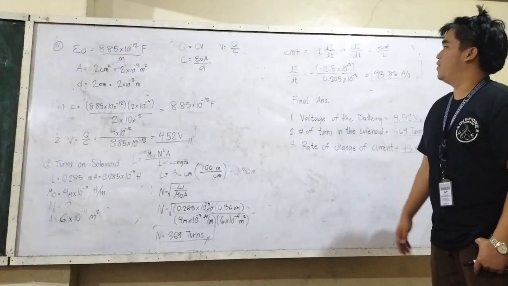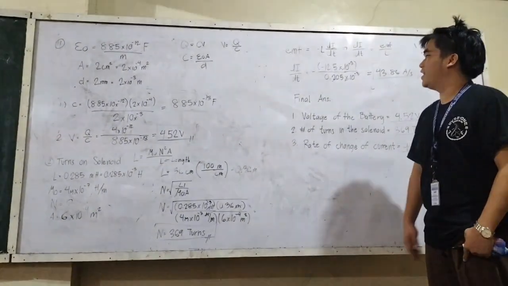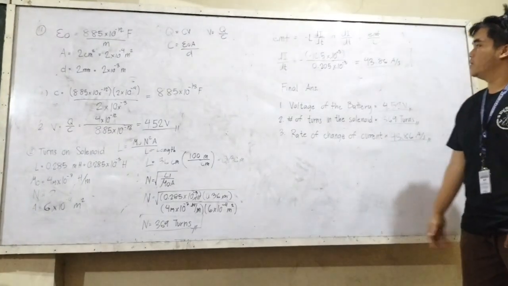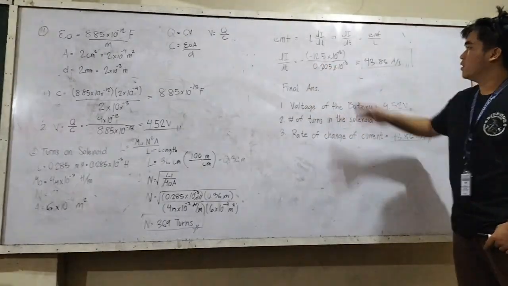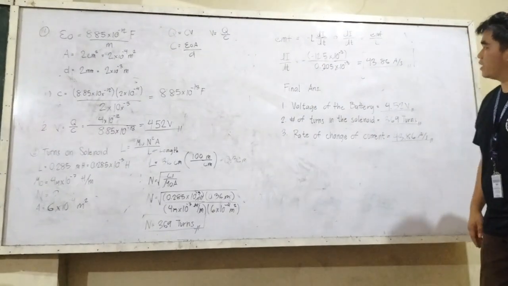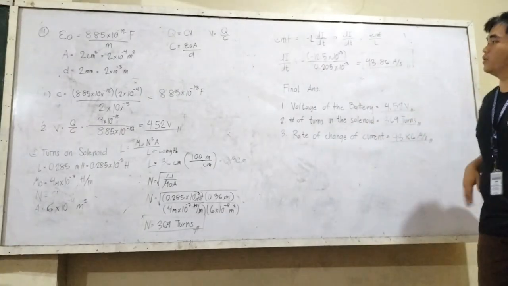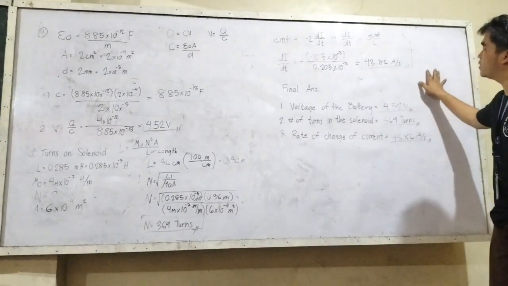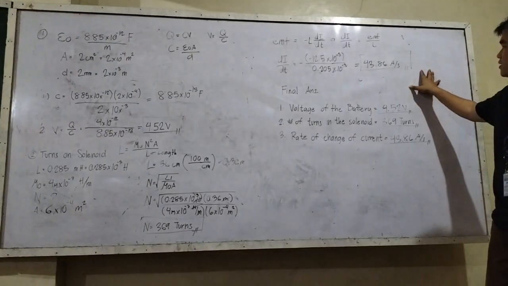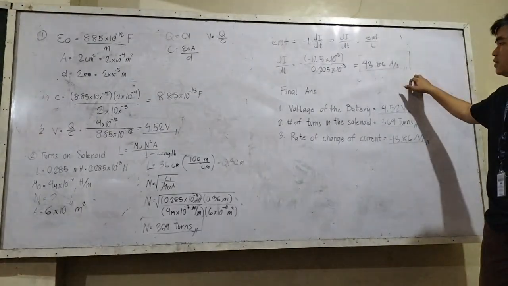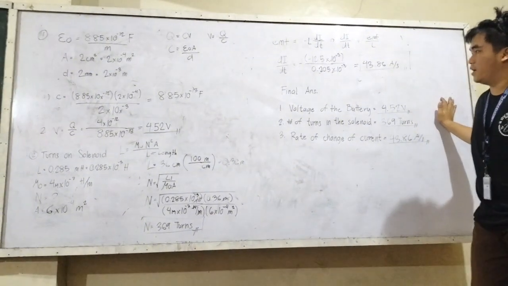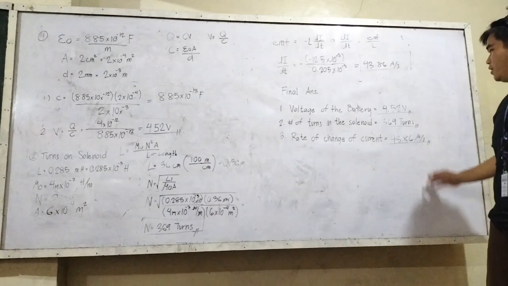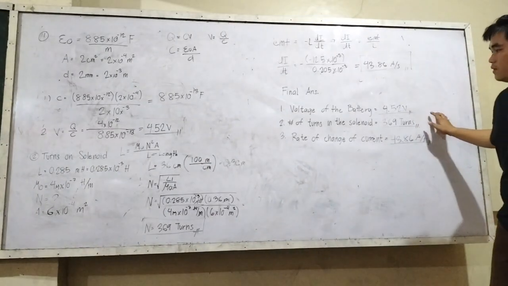So next we have to solve the di over dt. So we have to substitute the value. So we have negative 12.5 times 10 raised to negative 3 over 205 times 10 raised to negative 3. So the answer is 43.56 amperes per second. So the final answer is, first, we have the voltage of the battery, 4.52 volts.